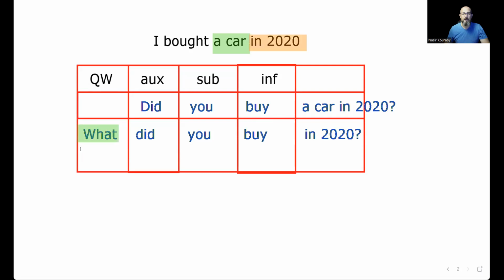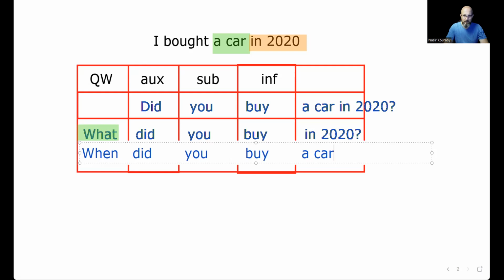If you want to ask about a date or time, you say when. When did you buy a car? The answer will be in 2020.